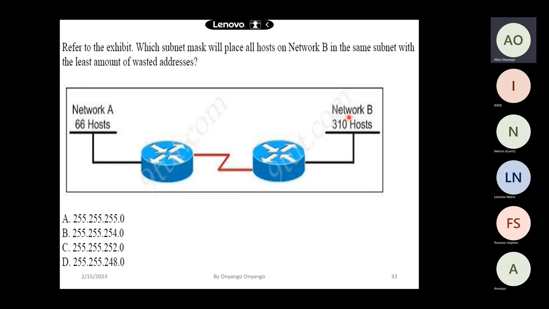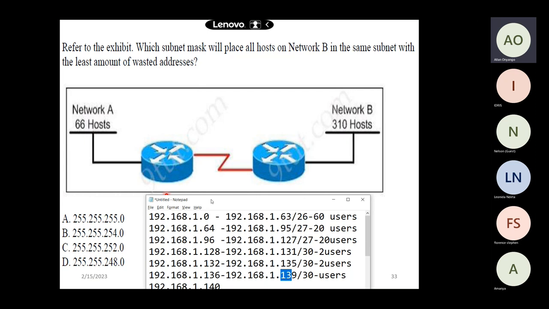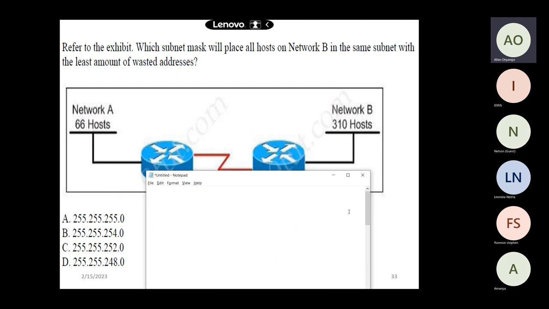So what are you going to do? Since it's 9 bits, you're going to reserve the 9 bits here. Very simple. And using that, we are going to come up with the subnet mask. 1, 2, 3, 4, 5, 6, 7, 8. Okay, 9 bits. So we have already reserved our 9 bits. They should be at the end, which means to make this one 32 bits, the rest should be ones.